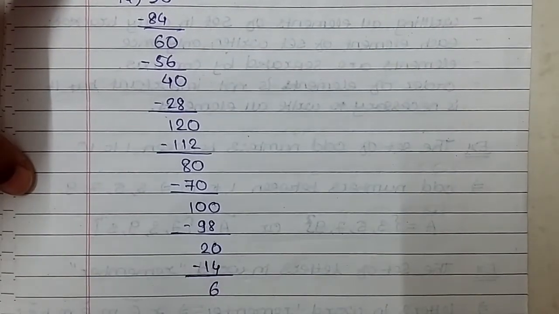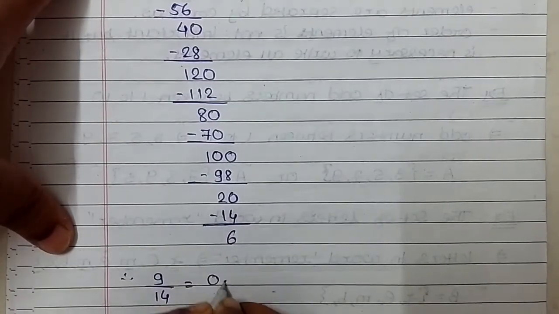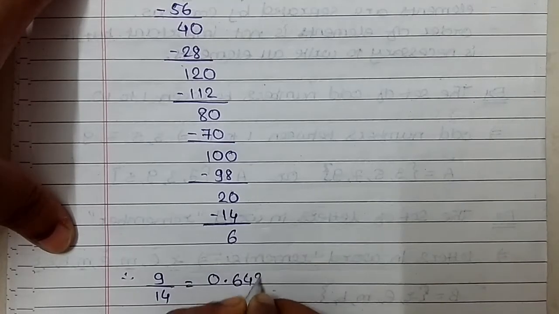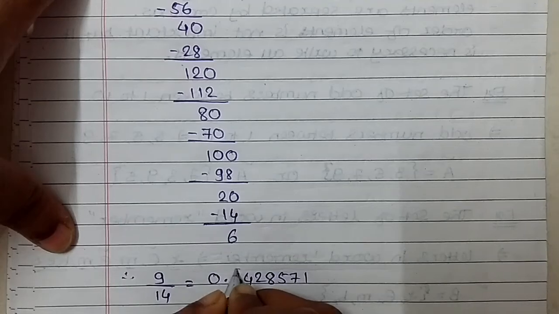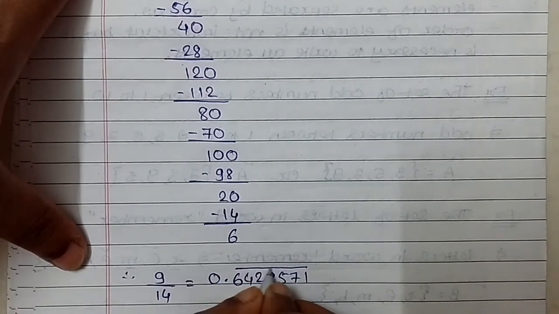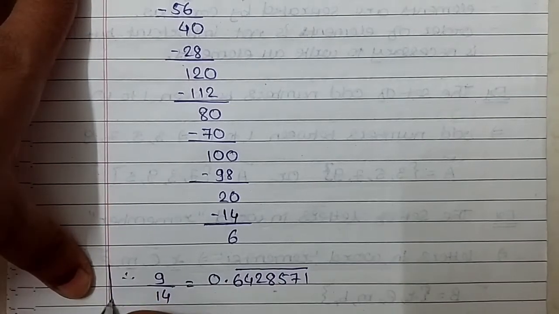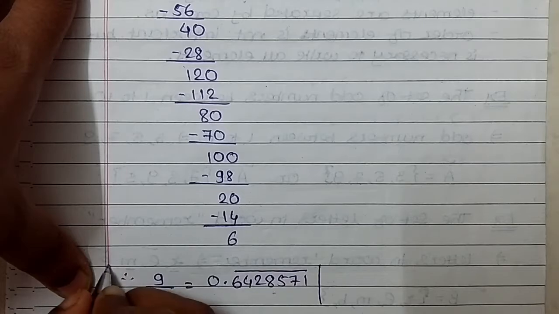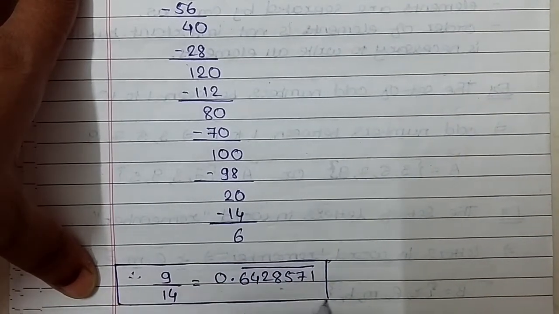Therefore 9 upon 14 is equal to 0.642857 and the whole term is repeating. Okay, so put a bar on the top of those numbers which are repeated. Okay, so in this way we have to solve question number 3. Clear? Understand? Okay.